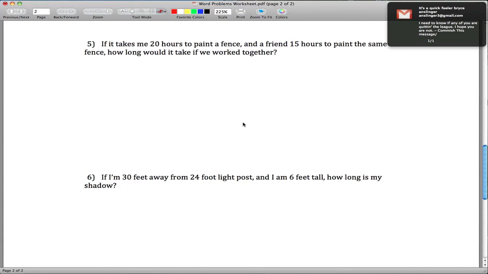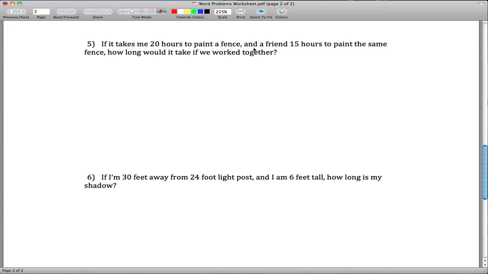Okay, moving on to this next one. It takes me 20 hours to paint a fence. It takes a friend 15 hours to paint the same fence. How long would it take if we worked together? Okay, and for this one, I said it was distance equals rate times time. Let's say distance equals 1 fence. My rate would be, let's see, it takes me 20 hours to paint a fence. So I paint 1 fence every 20 hours. I paint 1/20th of a fence per hour.